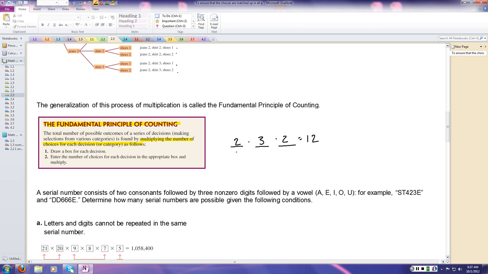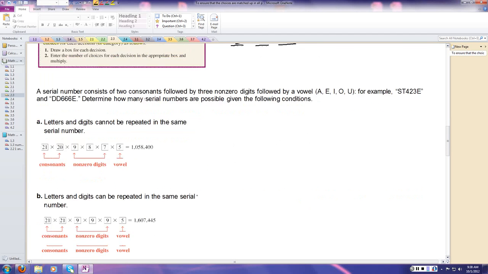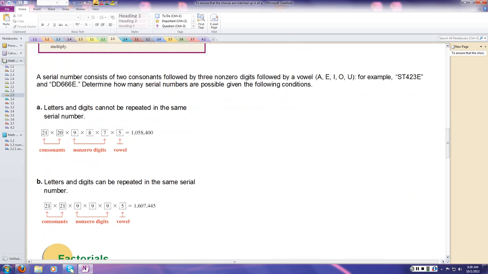You might also have decisions like on a dollar bill, the first 5 spaces are numbers, the second 5 are letters, or something like that, and so you could ask how many different combinations you have there. So I like to not necessarily draw boxes, but just draw lines. Enter the number of choices for each description in the appropriate box, and then multiply. So let's look at an example that's on your PowerPoint. Serial number consisting of 2 constants followed by non-zero digits followed by a vowel.